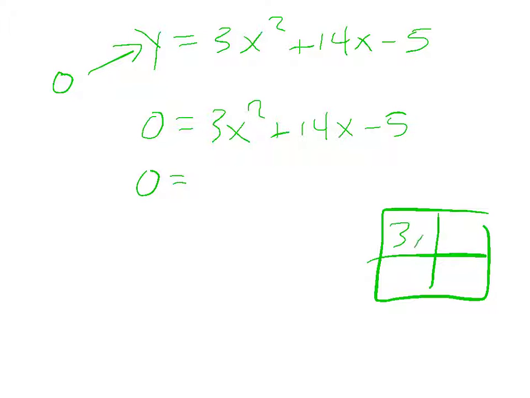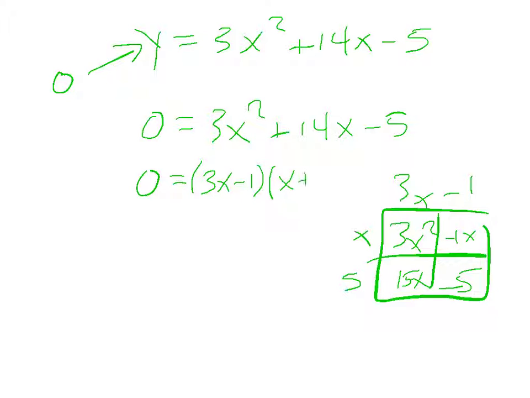I get 3x squared here, minus 5 here, 3x and x. And let's see, negative 5. I want the 5 times 3, so I'll put a 5 there and a 1 there. So this gives me 15x, this gives me 1x. I want 1 to be negative. So I get 3x minus 1 for one of my bubbles, x plus 5 for the other bubble, and set each one equal to 0 and solve, and we're done.